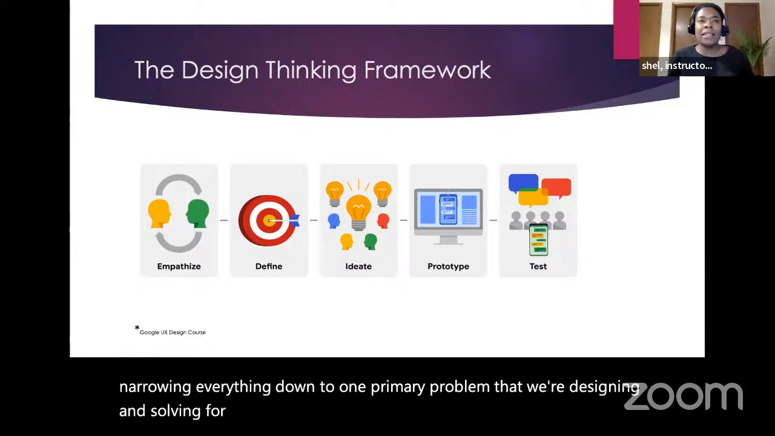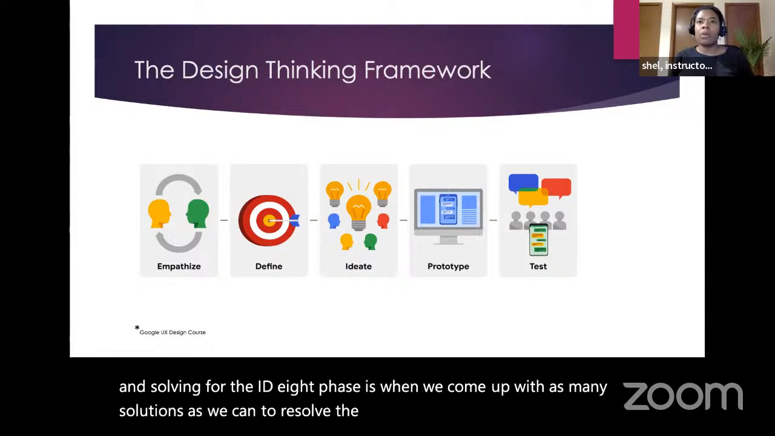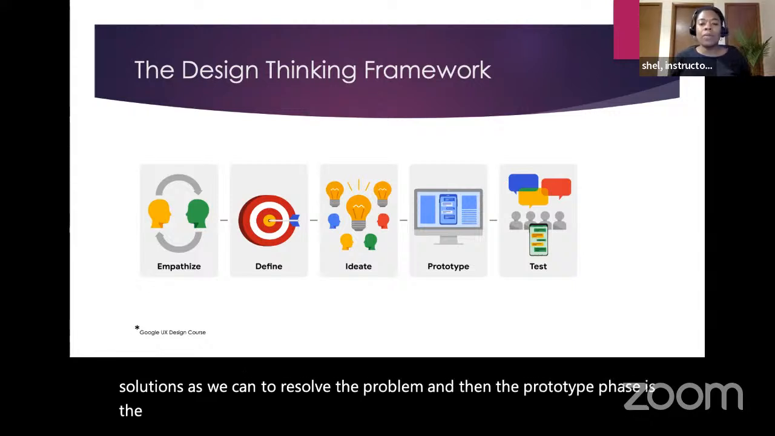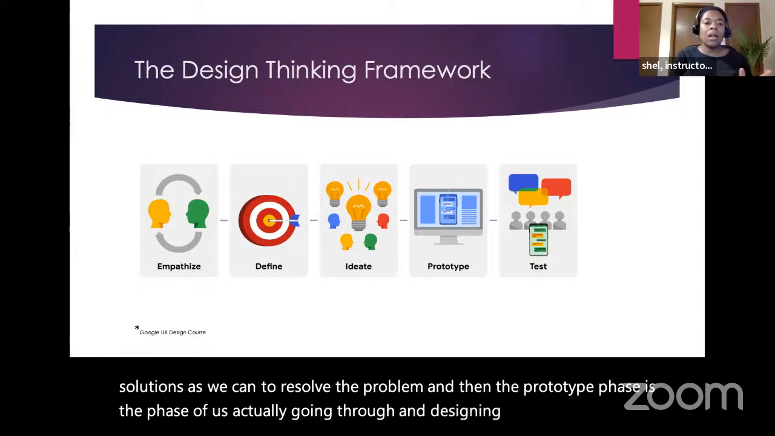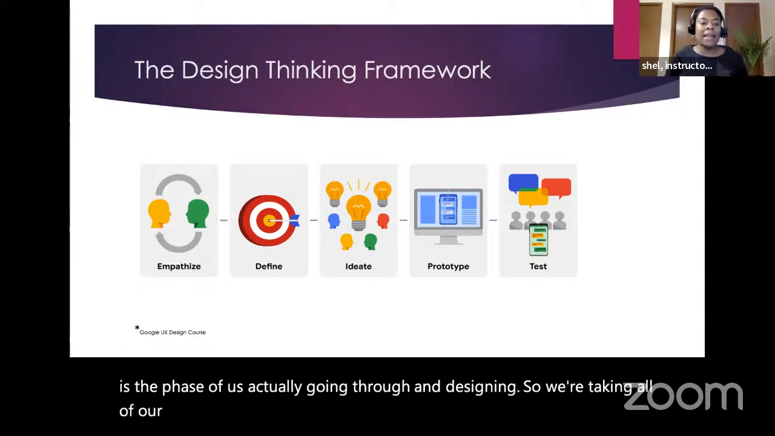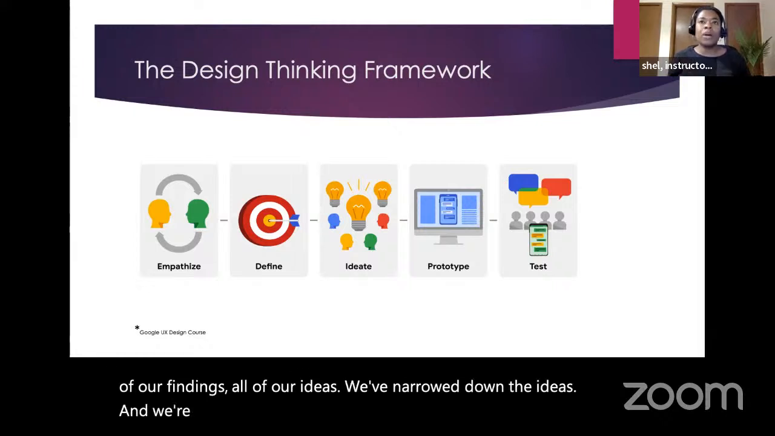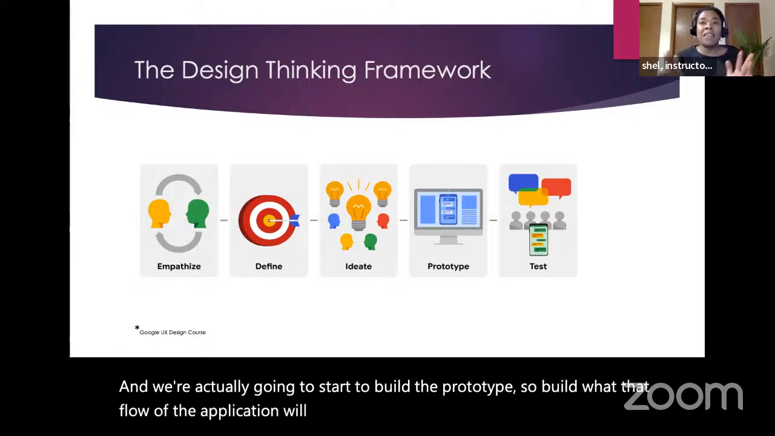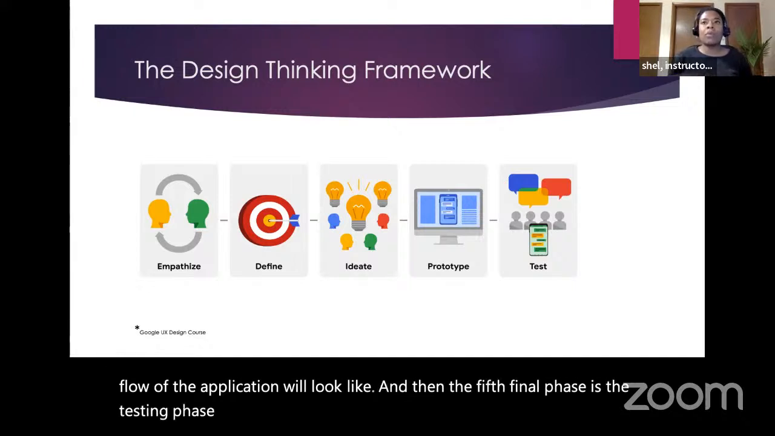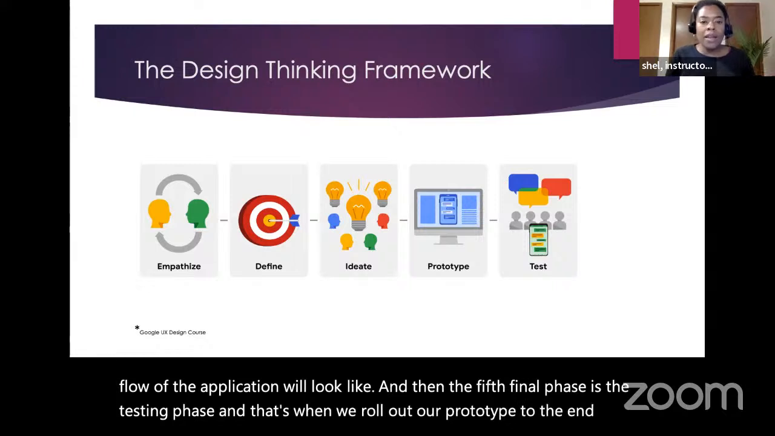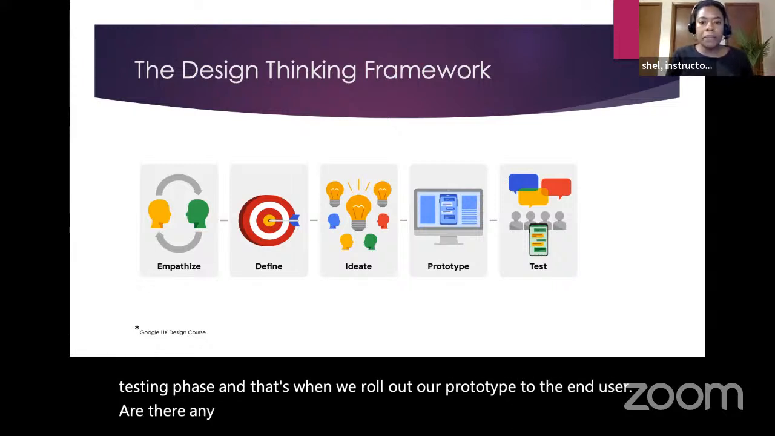The ideate phase is when we come up with as many solutions as we can to resolve the problem. And then the prototype phase is the phase of us actually going through and designing. So we're taking all of our findings, all of our ideas, we've narrowed down the ideas, and we're actually going to start to build the prototype. So build what that flow of the application will look like. And then the fifth final phase is the testing phase. And that's when we roll out our prototype to the end user. Are there any questions so far?